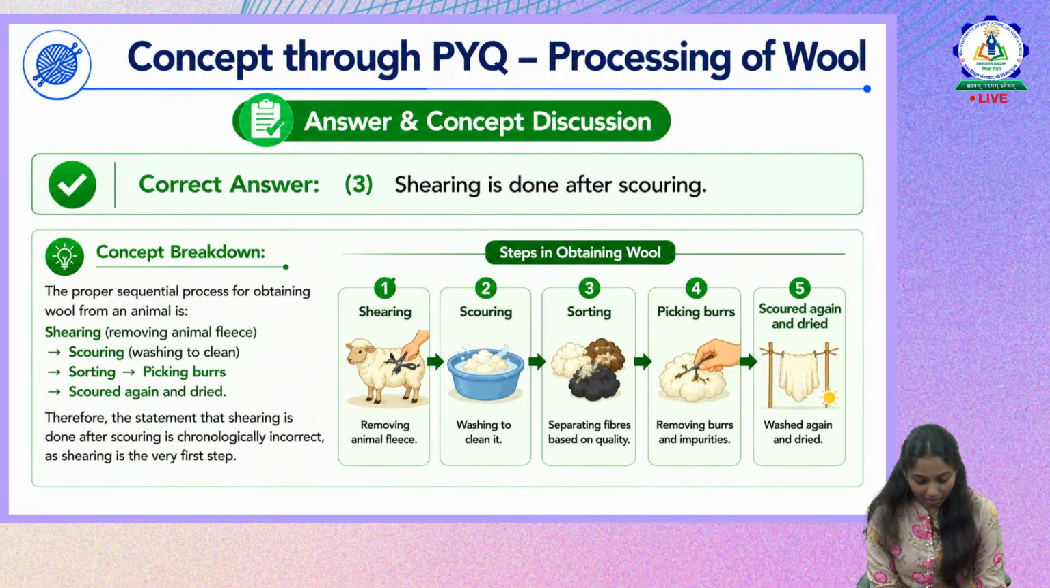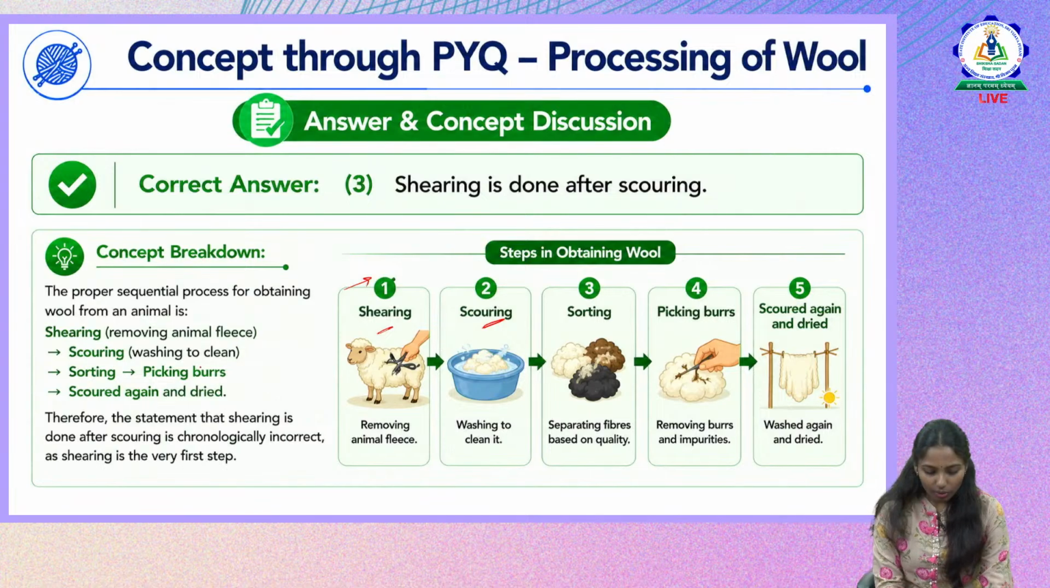Yeah, so here we have the concept breakdown of this particular question. So let us see the question again and go back to answering this question. So first, as we talked about the process of obtaining wool, first they remove the wool from the sheep, that is shearing. Next they wash it and clean it, that's scouring. Then they sort it. Depending upon the quality they separate it, that is sorting. Then they pick out the burrs, some impurities, they pick it out. Then they are scoured and washed again.